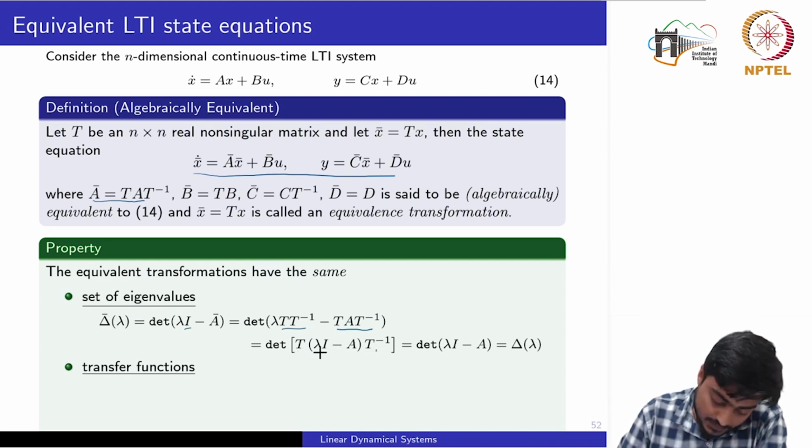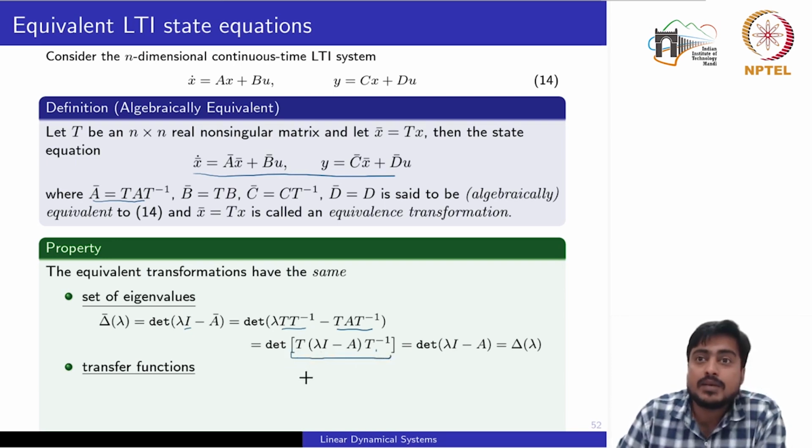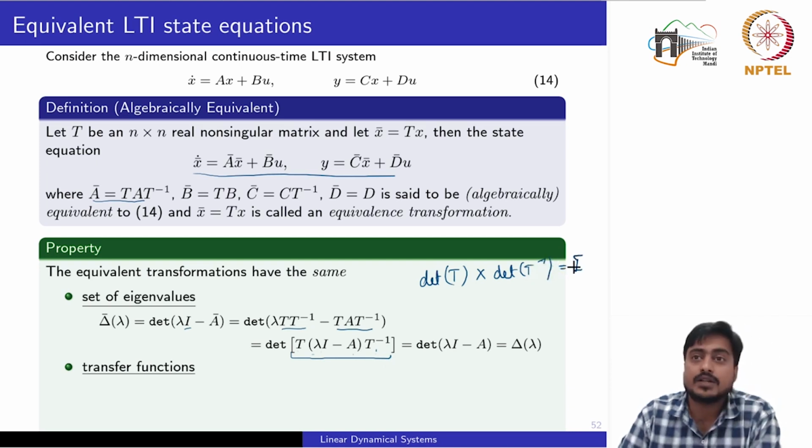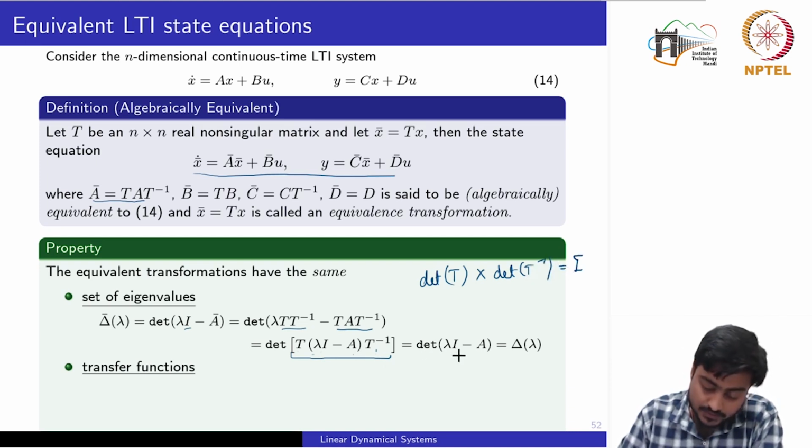Now see here, this whole part I can write as the multiplication of the determinant of T, into the determinant of this part, into the determinant of T inverse. But I know that the determinant of T into the determinant of T inverse is equal to one. So finally I get the determinant of lambda I minus A, which is the characteristic polynomial of the original state space equation. So if the characteristic polynomial remains the same, then the eigenvalues also remain the same.